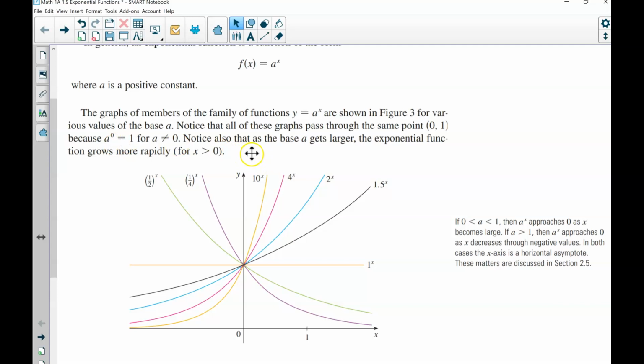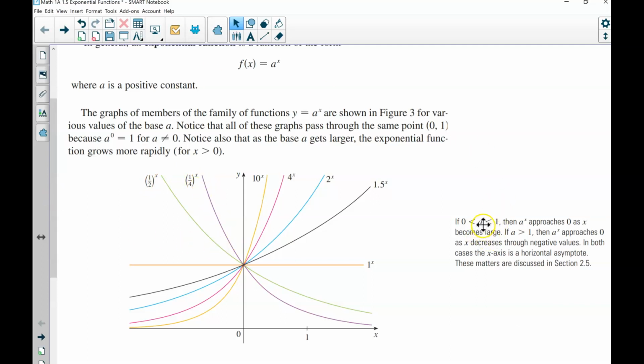Now notice also that as the base a gets larger, the exponential function grows more rapidly when x is greater than 0. So if you take a look at the bases here, right, here's 1.5, there's 2 to the x, 4 to the x, 10 to the x. So you can see it's increasing faster. And then the fractions are the bases. So when the fractions get smaller, it's decreasing faster.